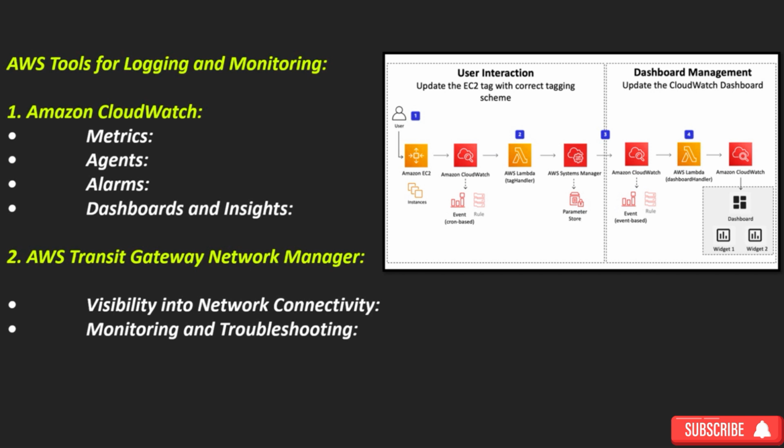And second point, we need to talk about the AWS Transit Gateway Network Manager. So we have to talk about visibility into network connectivity. This is a very important tool, and it provides a centralized view of your network topology, helping you understand how different components are connected. Okay. And according to monitoring and troubleshooting, we gain insights into the status of your network and troubleshoot connectivity issues efficiently.